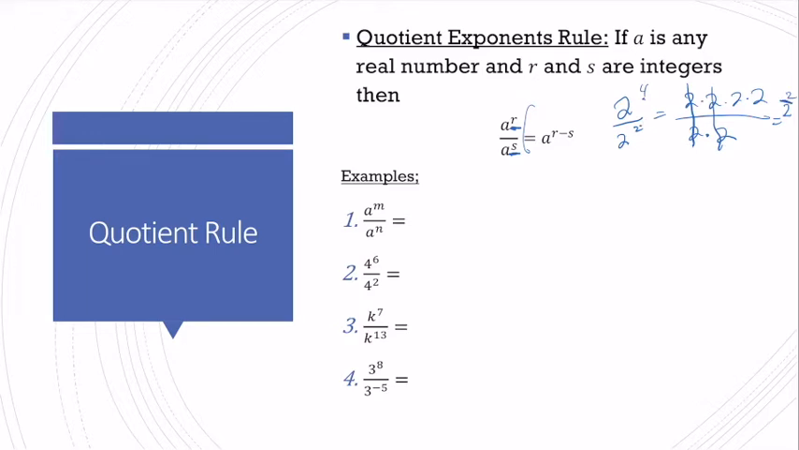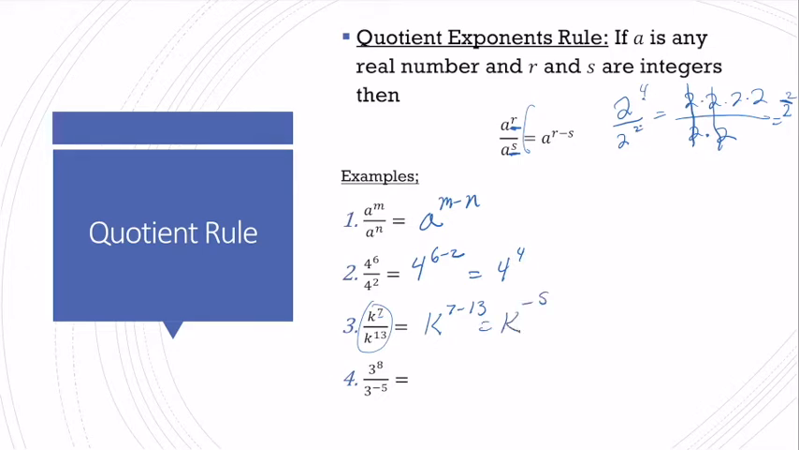So if I have a to the m over a to the n, I have to subtract exponents. Remember, even though we're working with variables, these variables represent numbers, so we can do everything we could do with a number. I've got a to the m minus n. Here I have 4 to the 6 minus 2, which gives me 4 to the 4th. In this example, I have k to the 7 minus 13. That gives me k to the negative 6.